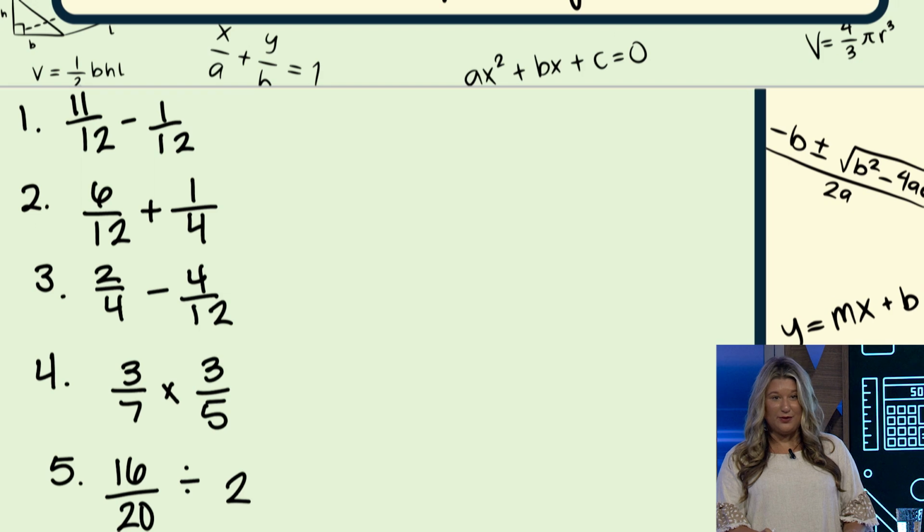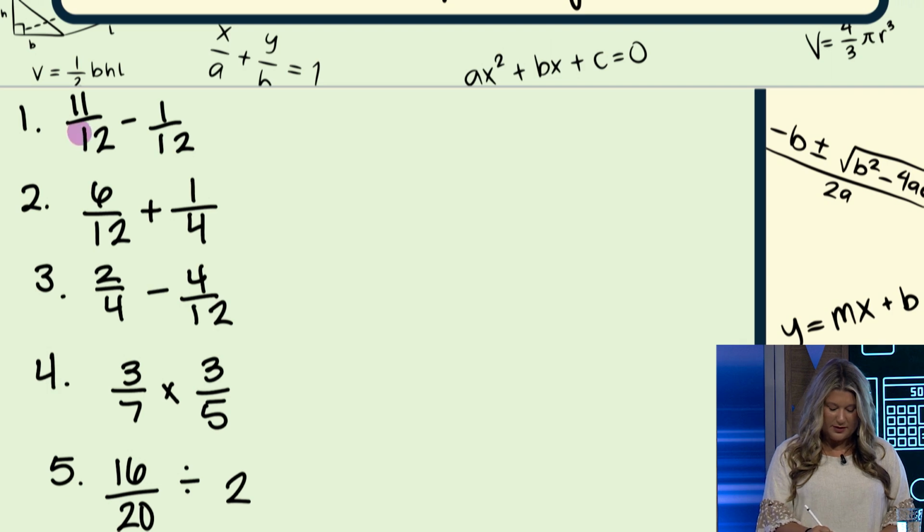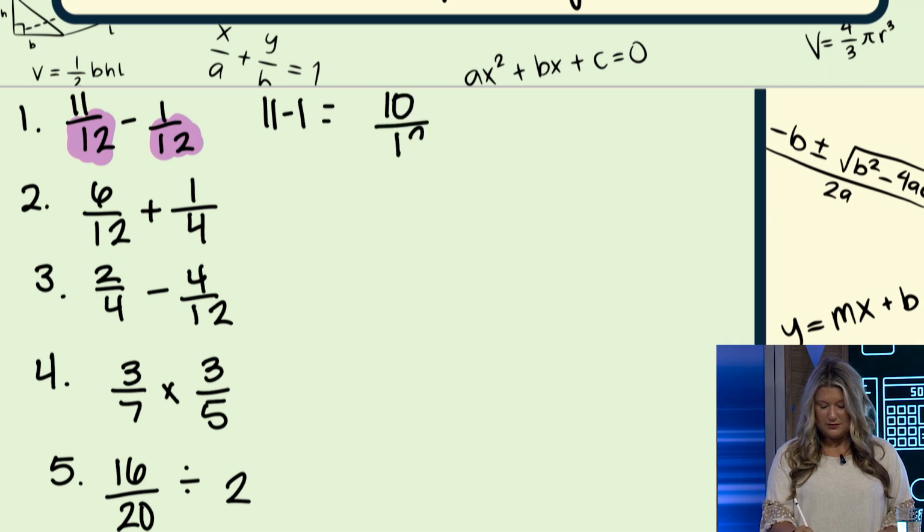We have a couple of examples here. Number 1, we have 11/12 minus 1/12. We see we have common denominators, so we don't have to change anything. We just do 11 minus 1, which is 10, and we bring our denominator along with the answer.